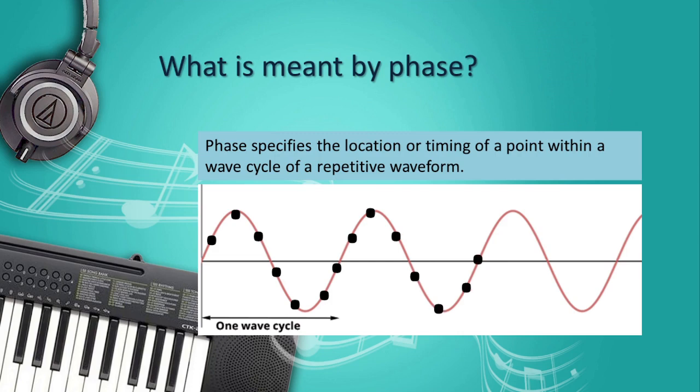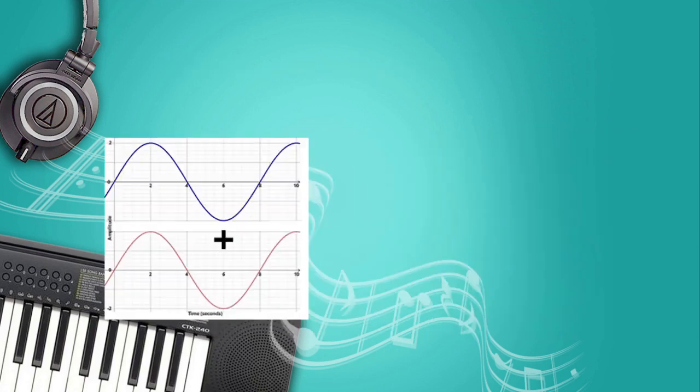The sound is in the form of a wave, and firing of action potentials can also be considered as a waveform. If any location or timing in the wave of sound comes together with the wave of action potential, they are said to be in phase or phase locked. Here you can see the peaks of two waves are coming together and the troughs are also coming together. So they are in phase or phase locked.